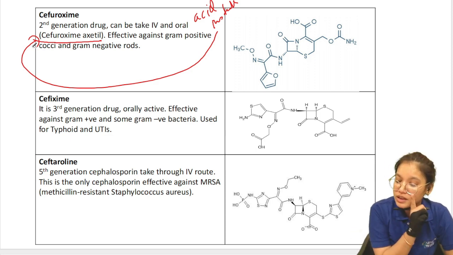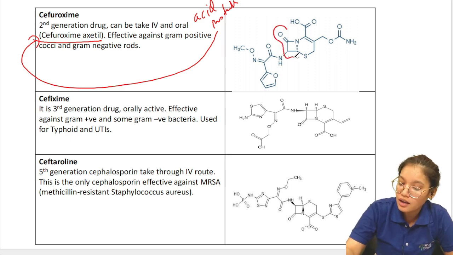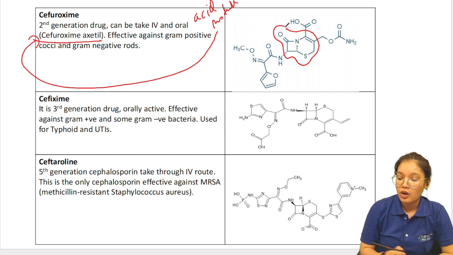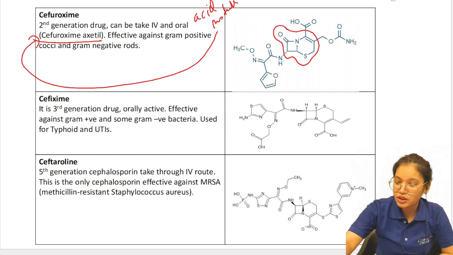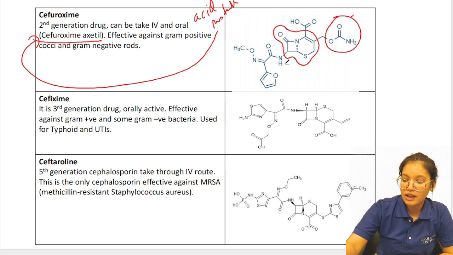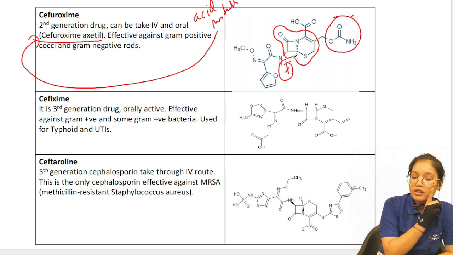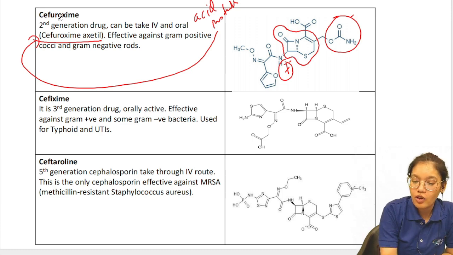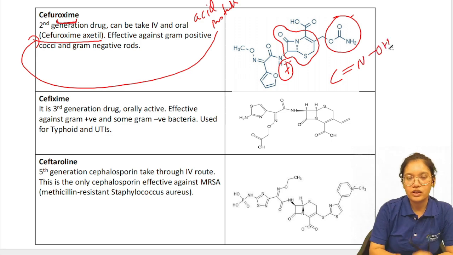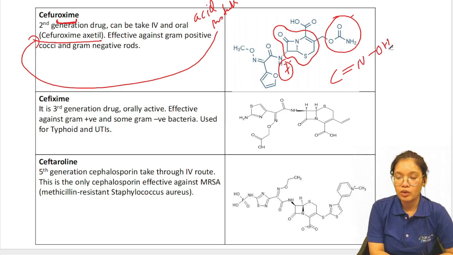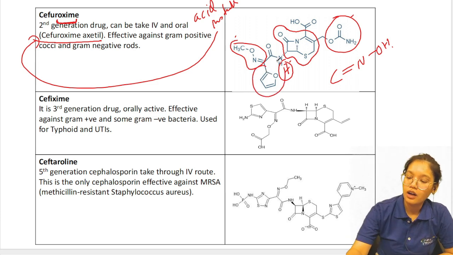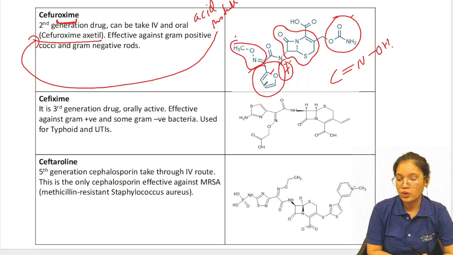Now moving towards its structure, it has a beta-lactam ring joined with the dihydrothiazine ring. At third position we have an OCONH2 group attached, and at seventh position, if we look at its name, we have oxime. So what is oxime? C double bond N OH. This is the oxime group. So here we have an oxime group in its structure along with a furan ring, a heterocyclic ring.